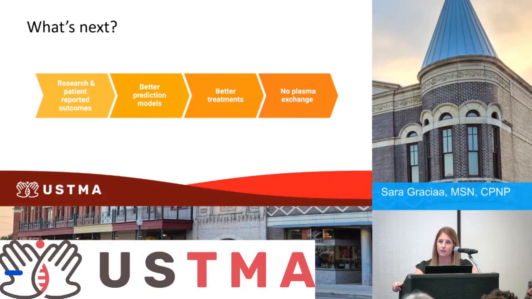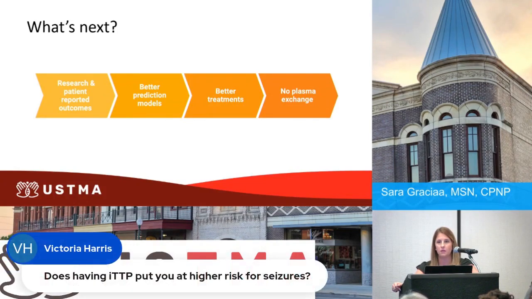So we do have another question as well. Are you more likely to experience seizures if you have iTTP as opposed to having congenital? Is there any correlation between a diagnosis of iTTP and increased risk for seizures? I think anytime, whether it's immune or congenital, if you have any sort of ischemic changes in the brain, meaning that you're not getting adequate blood supply, you are going to be prone to seizures.